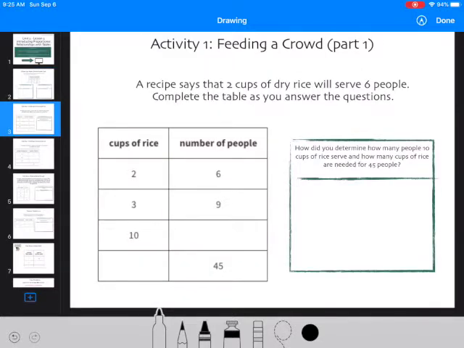So we're going to take a look at Activity 1, Feeding the Crowd. It says that a recipe of dry rice will serve 6 people. So 2 cups of dry rice will feed 6 people. Complete the table as you answer the questions. So if I know that 2 cups feed 6 people, what am I going to multiply by? So 2 times 5 gives me 10. 6 times 5 is 30.